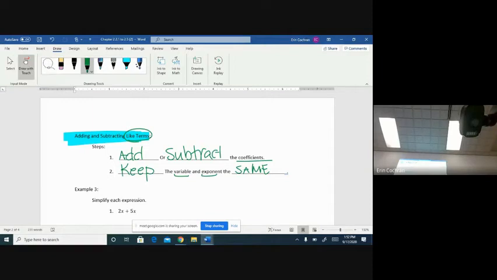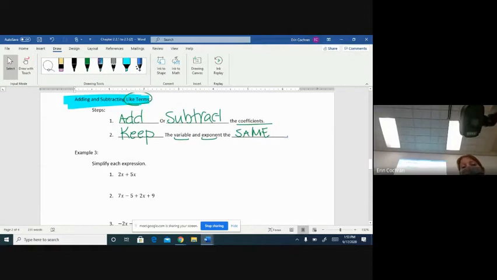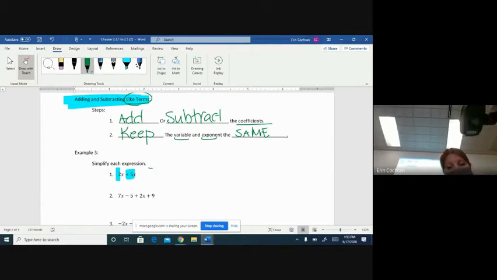So example 3 here, simplify the expression. So we have 2x plus 5x. Are these like terms? Yes. So if they're like terms, what we're going to do is add or subtract the coefficients. So 2 and 5. What is 2 plus 5? 7. And we're going to leave the variable the same. So it's just going to stay 7x.